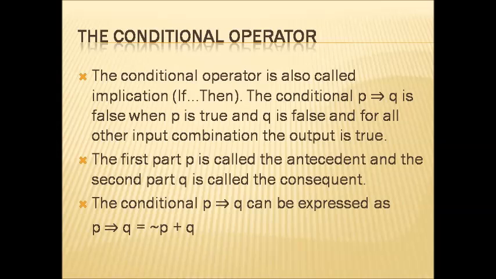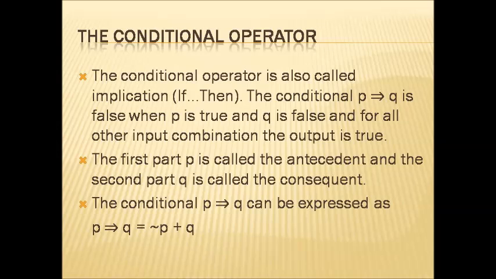And now we are going to see some equivalent expressions. The conditional P implies Q can be expressed as P implies Q is equal to negation P plus Q. Right? So P implies Q is equal to negation P plus Q. What is the meaning of this? If you find the truth values of P implies Q, it should be the same as the truth values of negation P plus Q. Okay. We can verify that later.